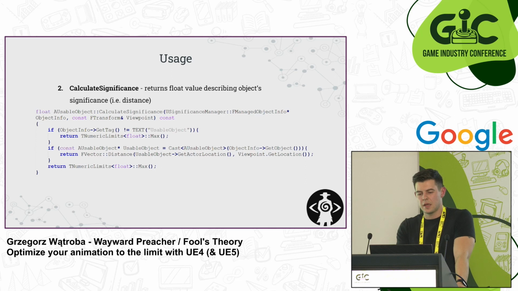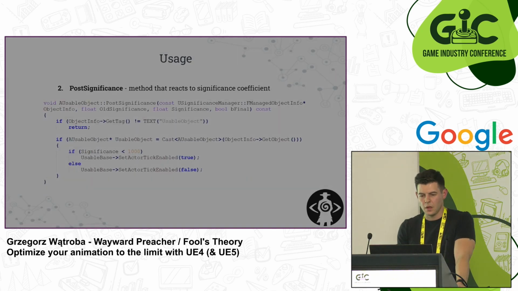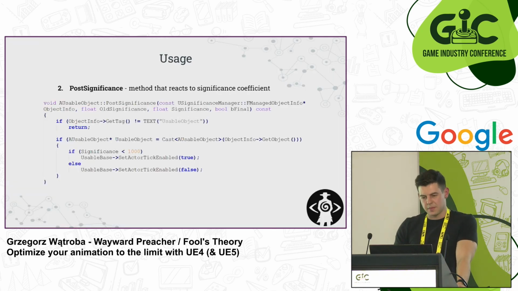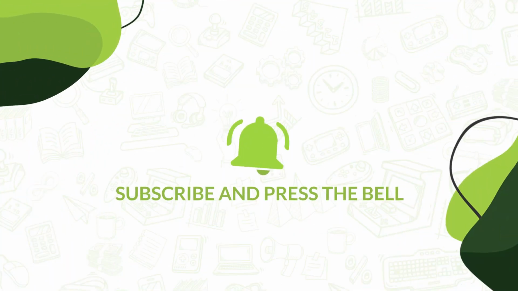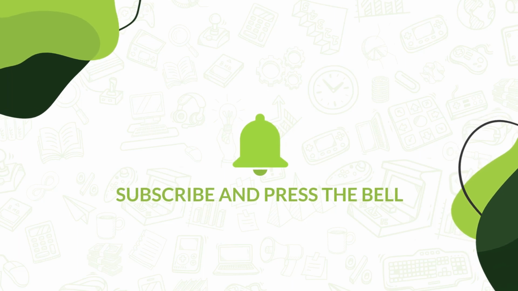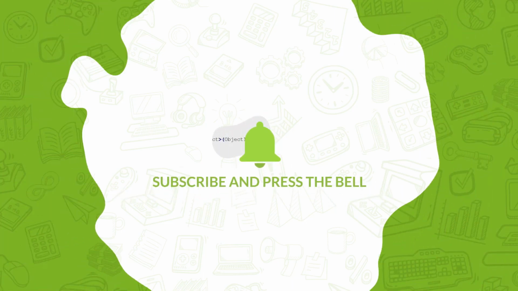Calculate significance takes data set up in the viewport client and compares it with the current object state. Then we calculate a coefficient, which will describe the significance range of an object. And the post-significance method allows us to react to those significance changes and modify whether we turn something on and off, raise or lower tick interval, and so on.